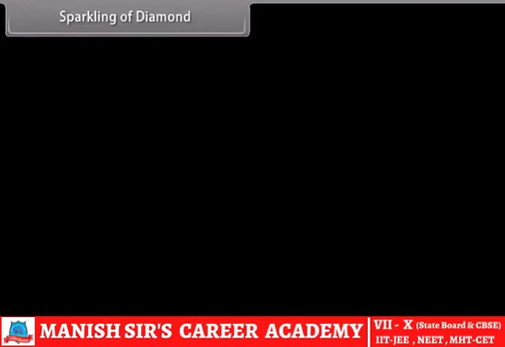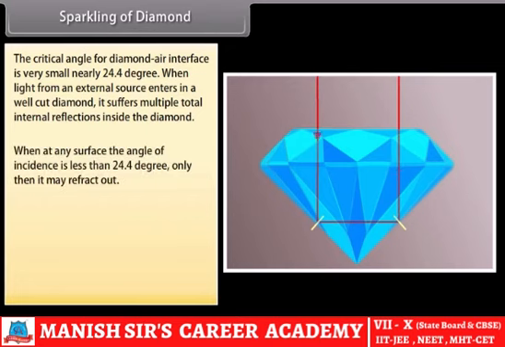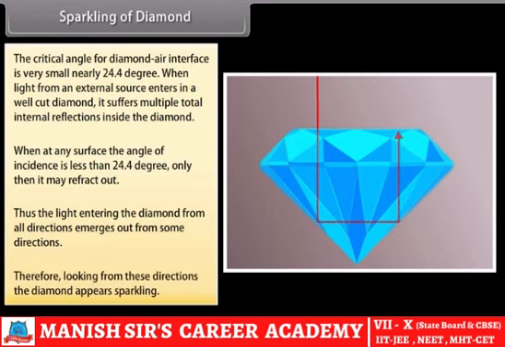Sparkling of diamond. The critical angle for diamond-air interface is very small, nearly 24.4 degrees. When light from an external source enters a well-cut diamond, it suffers multiple total internal reflections inside the diamond. When at any surface the angle of incidence is less than 24.4 degrees, only then it may refract out. Thus, the light entering the diamond from all directions emerges out from some directions. Therefore, looking from these directions, the diamond appears sparkling.